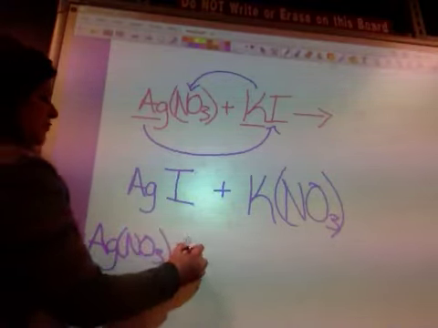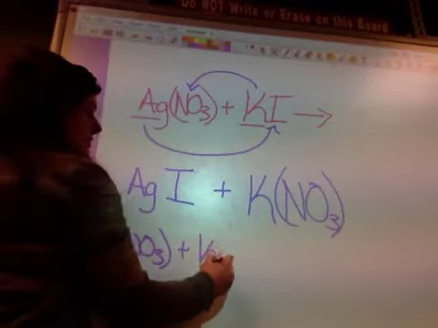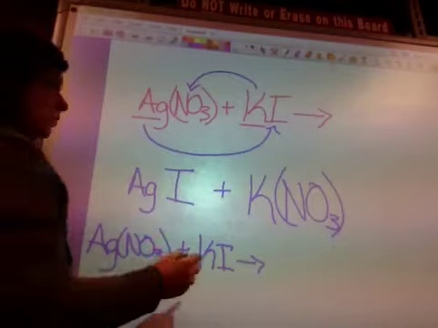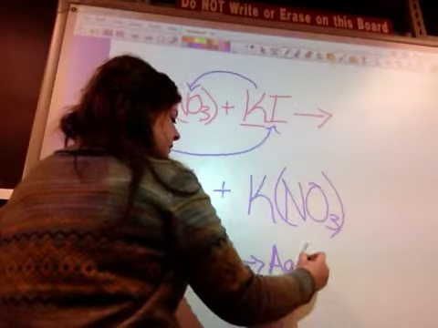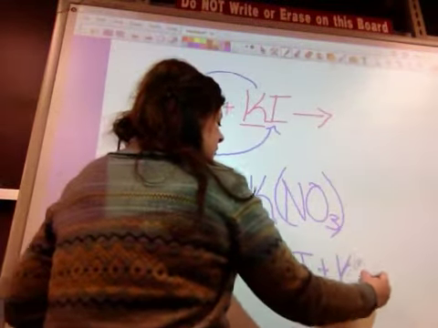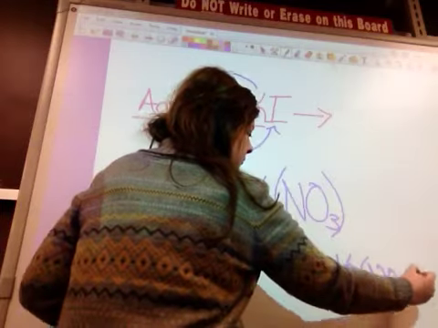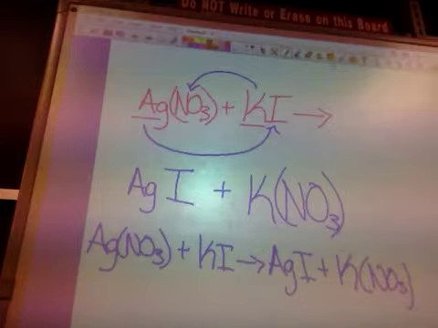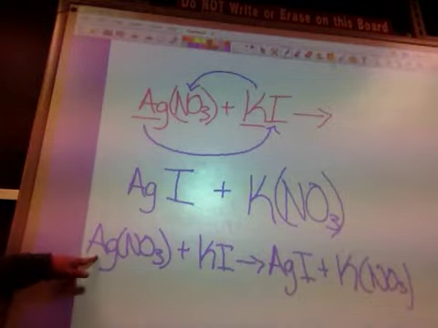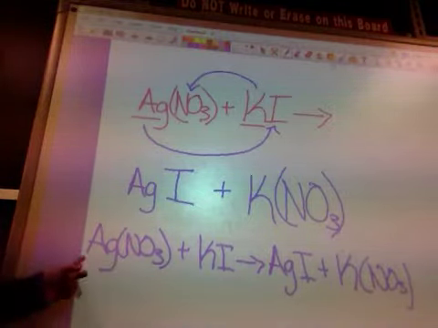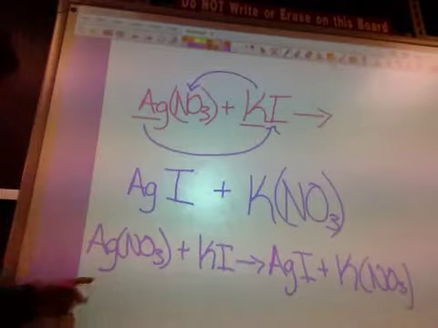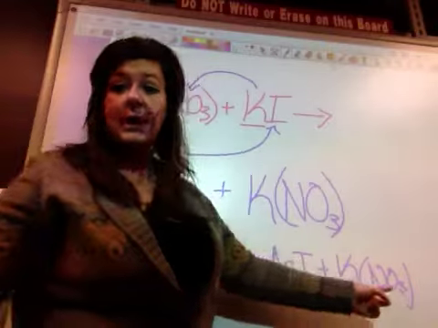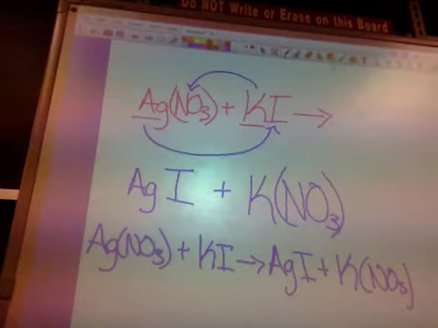So my chemical equation would be AgNO3, so I have silver nitrate, reacts with potassium iodide to yield silver iodide and potassium nitrate. So in this case, all they did was flip-flop their partners. Silver used to be attached to nitrate, but now it's attached to iodine. Potassium used to be attached to iodine, but now it's attached to nitrate. So all they're doing is flip-flopping those partners.